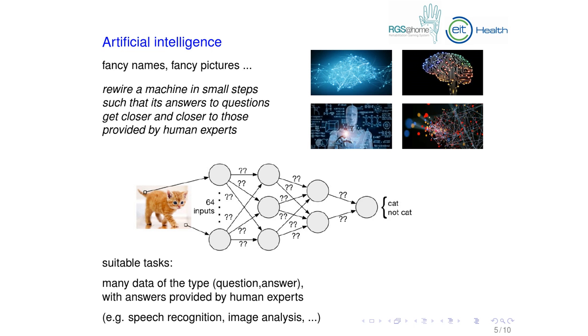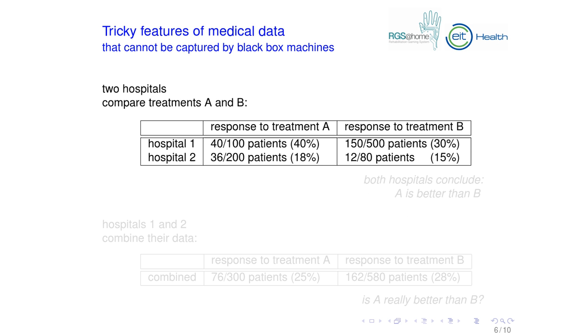So the types of problems one should think of are, for instance, speech recognition, image analysis. The analysis of images in a clinical setting is a very nice application area for artificial intelligence. But in medicine, many tasks are not of this type. So I want to now show you why medical data can be tricky. And they can be tricky in a way that is impossible to capture by a black box machine like an artificial intelligence architecture that I showed you in the previous slide.